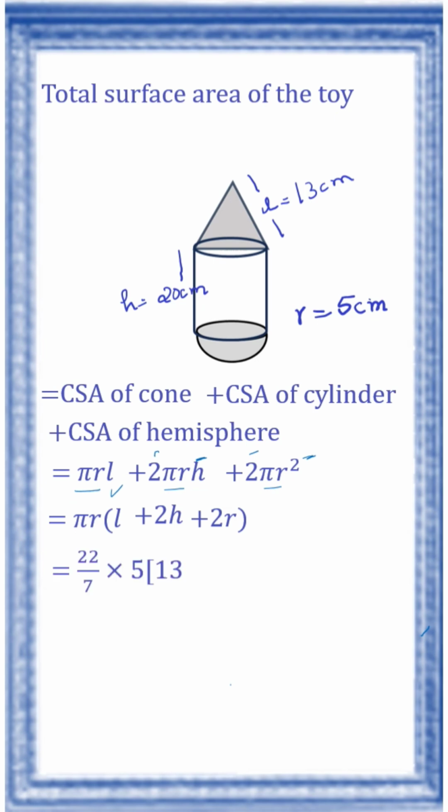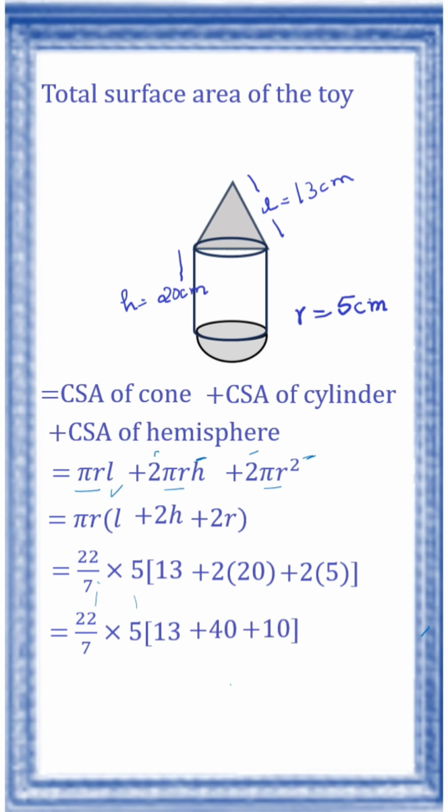22 by 7 into 5, L is 13, 2 into H is 2 into 20, plus 2 into R is 2 into 5. Let us do some work here. Let us keep these things like that only. Here 2 into 20 is 40, 2 into 5 is 10. Now if you add all these things, you'll get how much? 63. 7 ones are 7, 7 nines are 63. If you multiply 22 and 5 and 9, you will get 990 centimeter square. So the total surface area of the toy is 990 centimeter square.